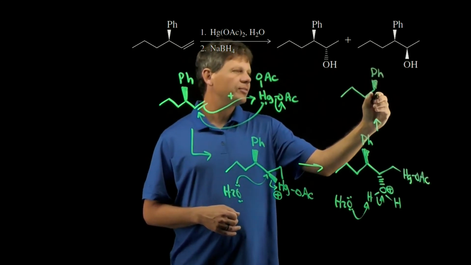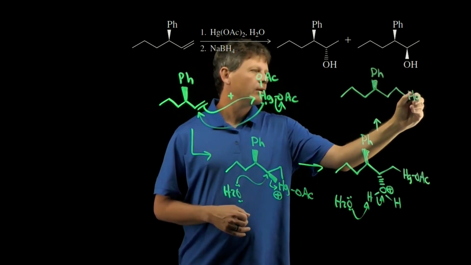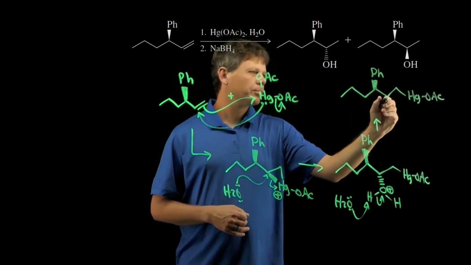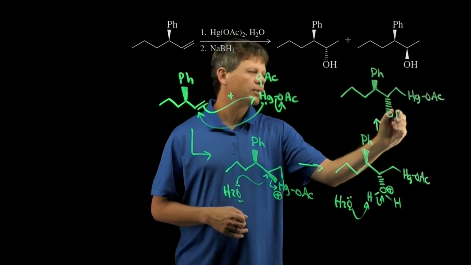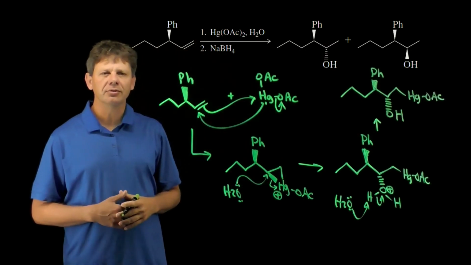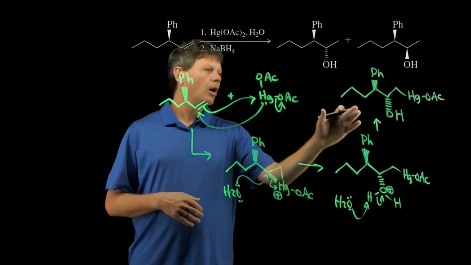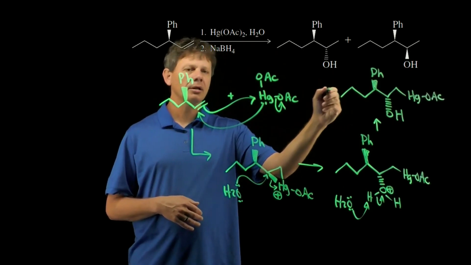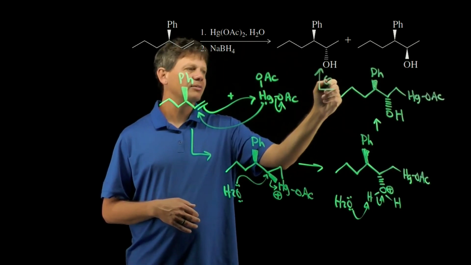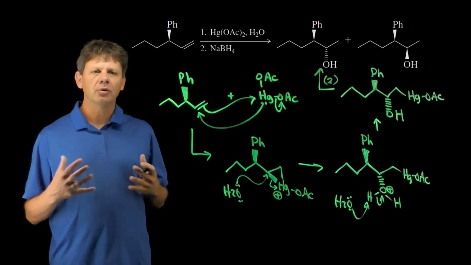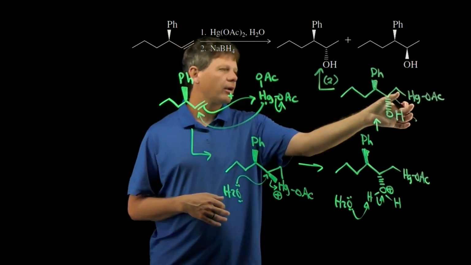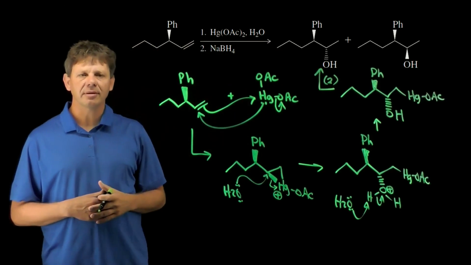That only leaves the final step, for which the mechanism is probably not super important and is also not well understood and rather complicated, so we won't show the mechanism of step 2. All we'll do is put an arrow here and up and say that that is step 2, where sodium borohydride reduces that carbon-mercury bond and replaces it with a hydrogen.